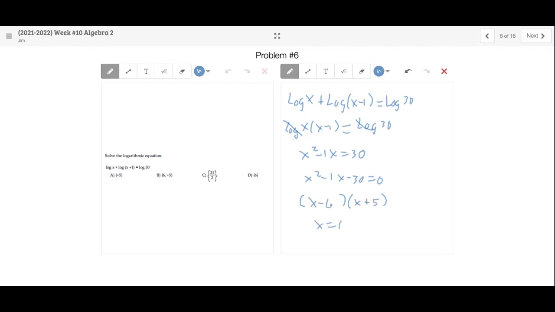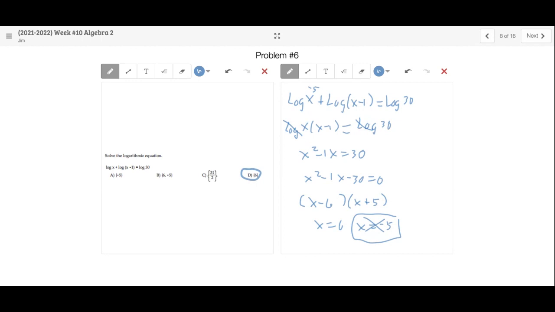So what are my solutions? x equals 6 or x equals -5. I'm going to say that -5 probably is not going to be a solution because if I put it in here, it does not work. Cross it off. So it looks like 6 is the only solution that would work there. Hopefully the quadratics are coming back to you guys. Keep my fingers crossed that they're coming back.